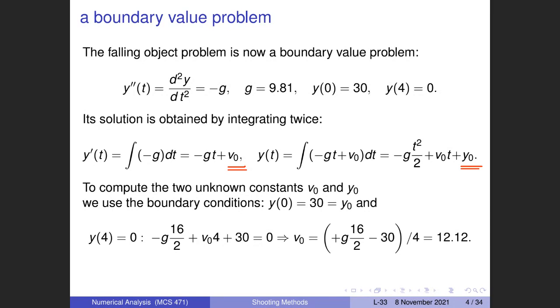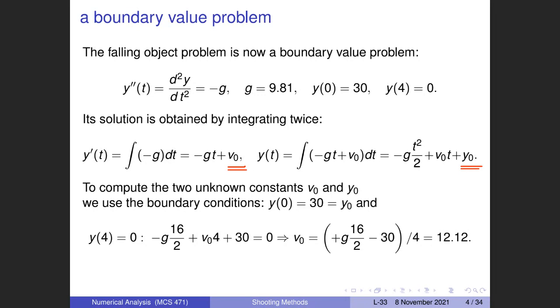So if we have the 2 conditions, how can we solve this simple problem? We have 2 conditions and we can solve for the velocity using the condition imposed by the fact that at t equals 4, our object has to be at level 0. So that gives us the initial velocity as 12.12.